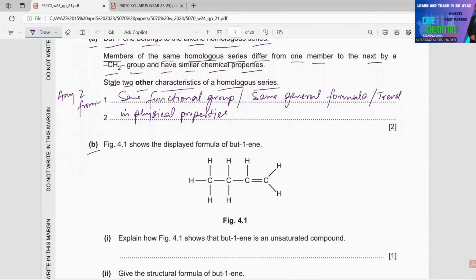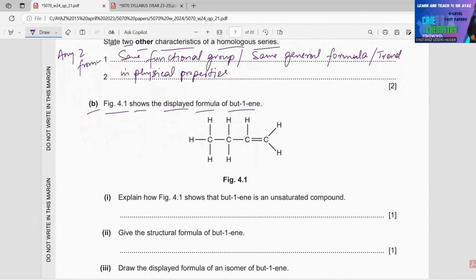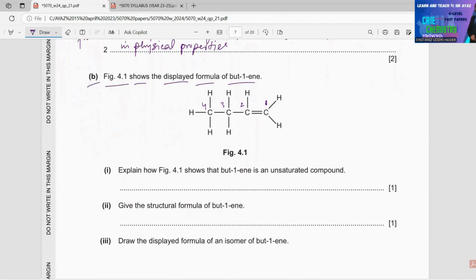B, figure 4.1 shows the displayed formula of but-1-ene. Here it's but-1-ene. You have to start counting from the right hand side. This must be carbon 1, 2, 3, 4. That's why it's but-1-ene. Ene means it's from alkene. That's why the name ends in ene. Number 1, explain how figure 4.1 shows that but-1-ene is an unsaturated compound. So you can write contains a carbon-carbon double bond. You see, carbon-carbon double bond.